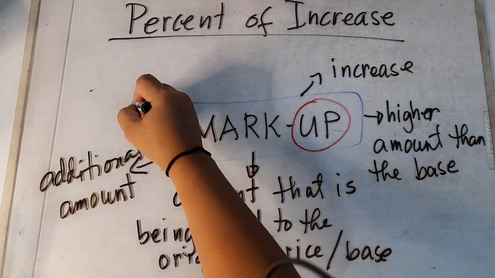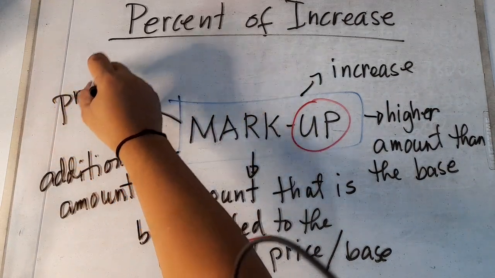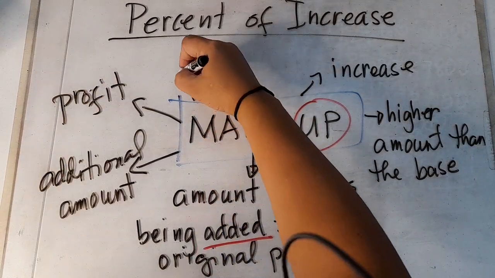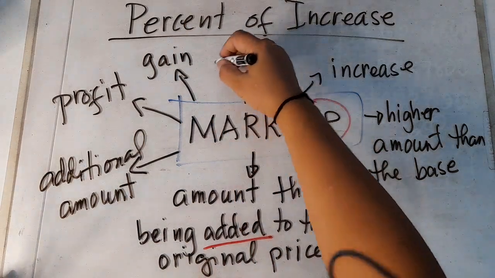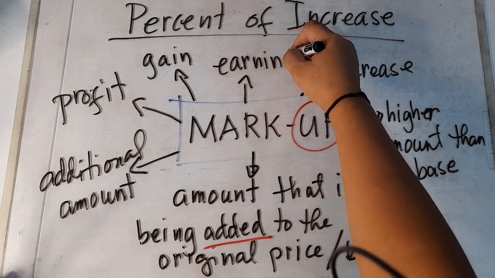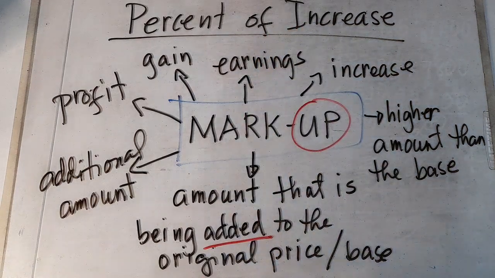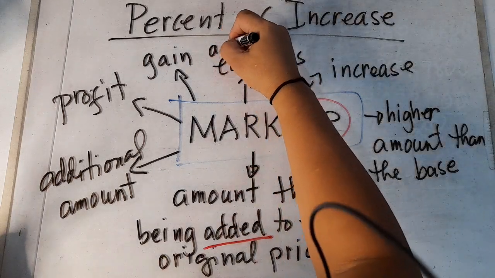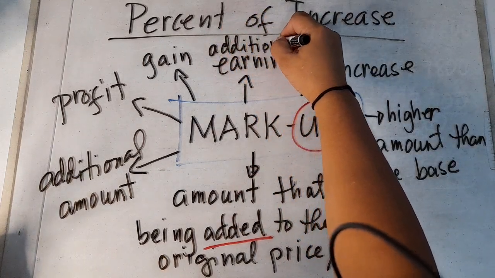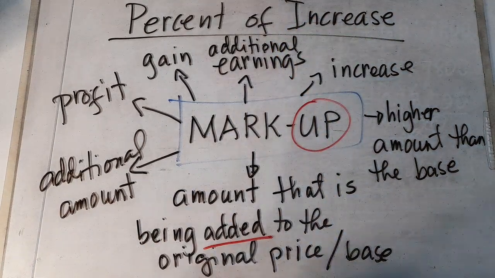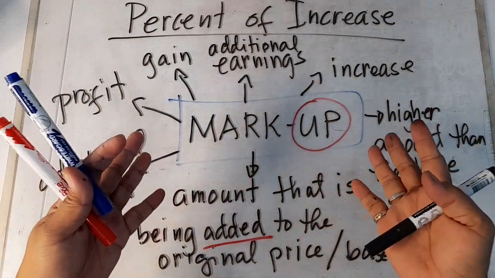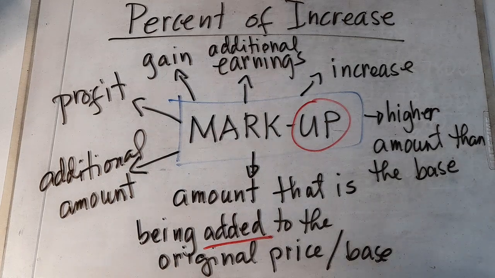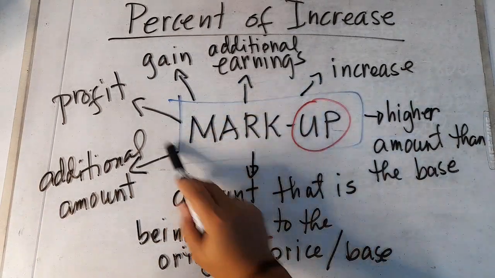Or, for some instance, it can be coined as profit, tubo, okay? Or gain, gana, okay? Or, it can also be earnings in some cases. Okay, earnings, kinita, karagdagang kita, okay? So, we can have here additional earnings, okay? So, all of these words or phrases has something to do with markup. So, without further ado, let's begin solving our problem regarding percent of increase markup.